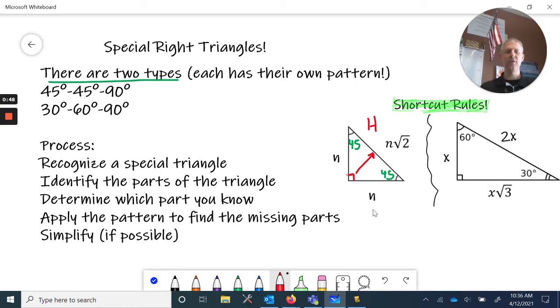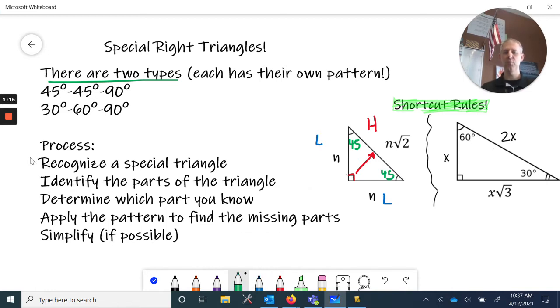The other two sides are across from 45-degree angles. Since 45 is less than 90, this side labeled n has to be shorter than this side labeled n square root of 2. And since these are both across from 45s, they both have to be the same size. So I'm going to call those both L for leg. The non-hypotenuse sides in a right triangle are called legs, and these two are the same. So that's our first two steps.